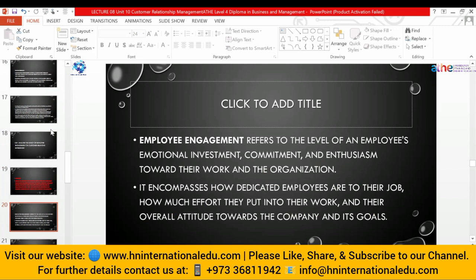Employee engagement refers to the level of an employee's emotional investment, commitment, and enthusiasm toward their work and their organization, both their company itself, the working environment, and the role they are playing in the organization. The affiliation they have toward the work or the organization, that is what the engagement of an employee is. It encompasses how dedicated employees are to their job, how much effort they put into their work, and their overall attitude towards the company and its goals. Because ultimately, whatever you do, you have to align your goals and ambition as an employee with the goals and objectives of the organization.